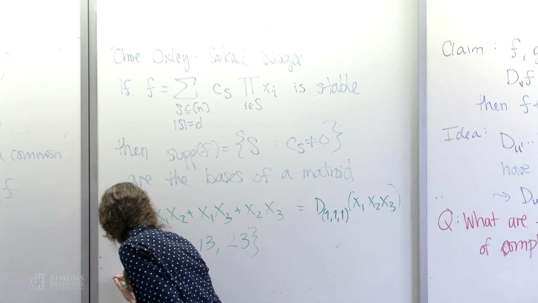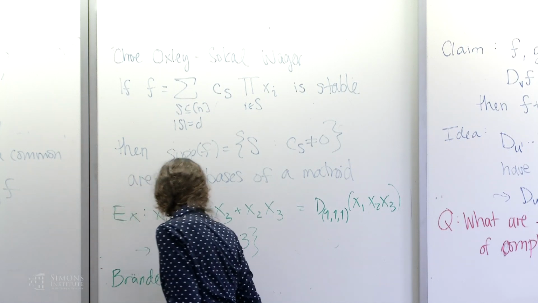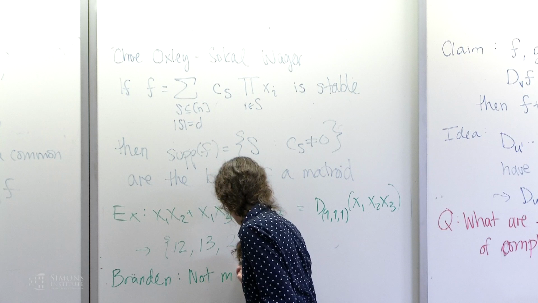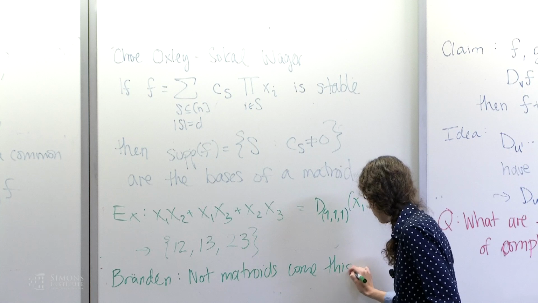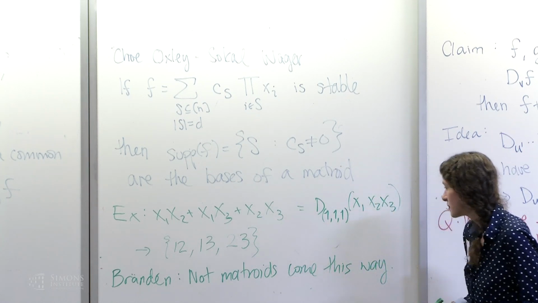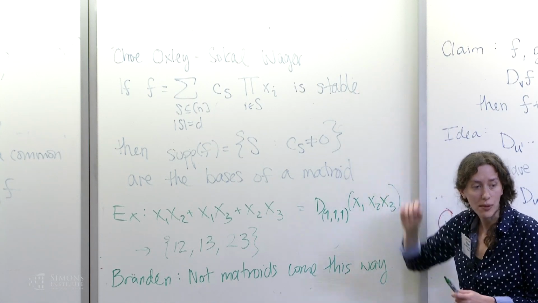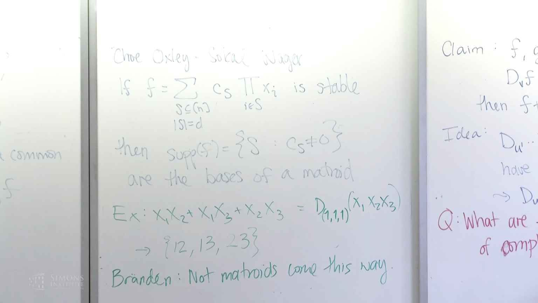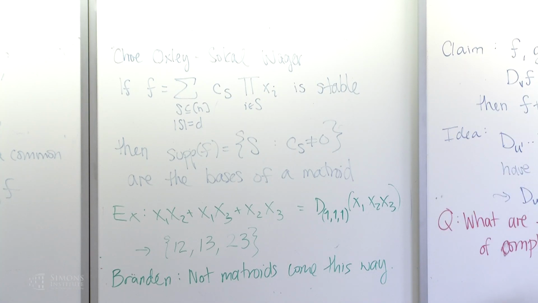So Peter, Brendan, showed that sort of not all matroids come this way. Explicitly, the Fano matroid is not the support of any stable polynomial, and there's many others. And it's a little bit of a mess, like which ones show up and which one doesn't. I always find this a little bit sad, because I like stable polynomials and I like matroids, and you'd want them to have a tighter connection.